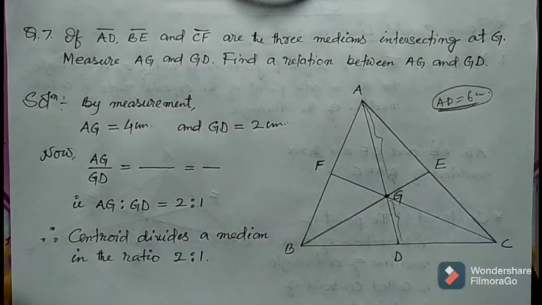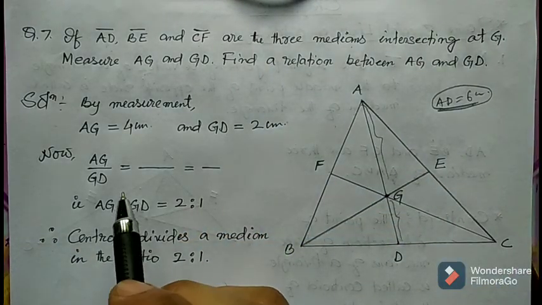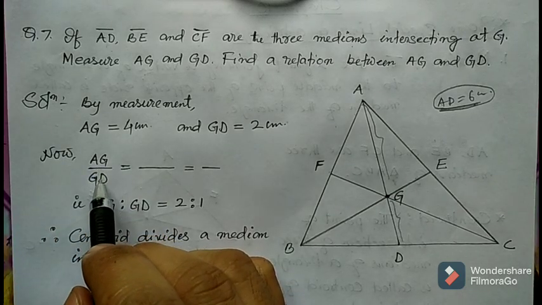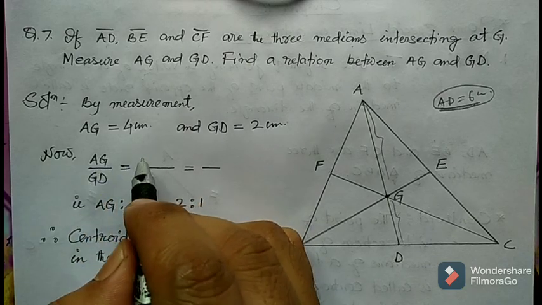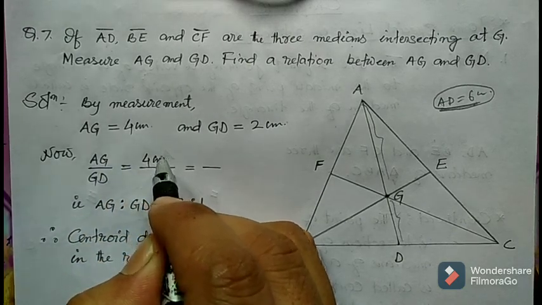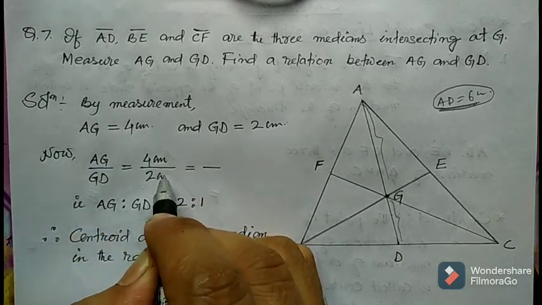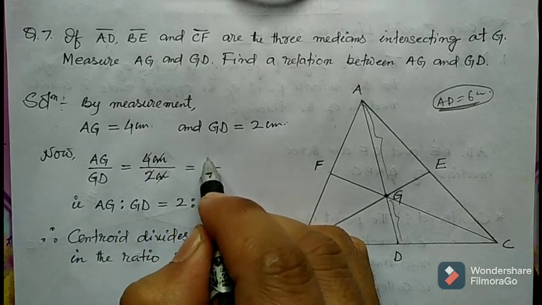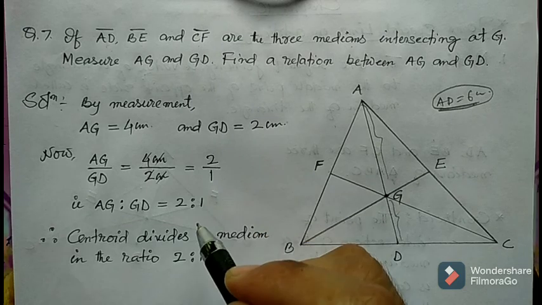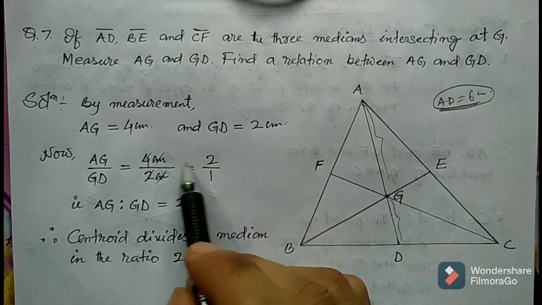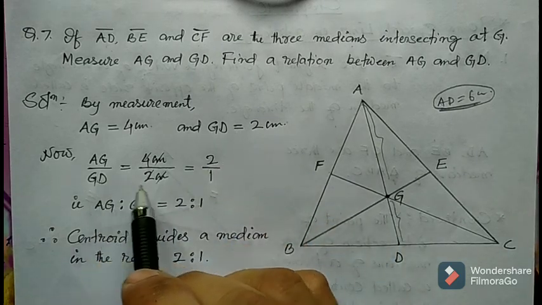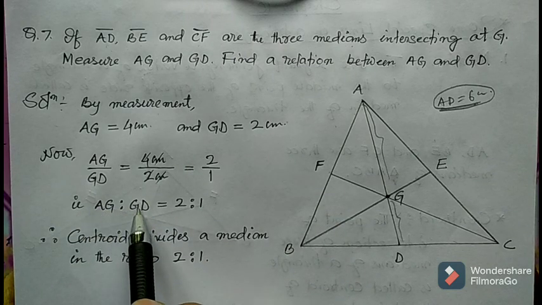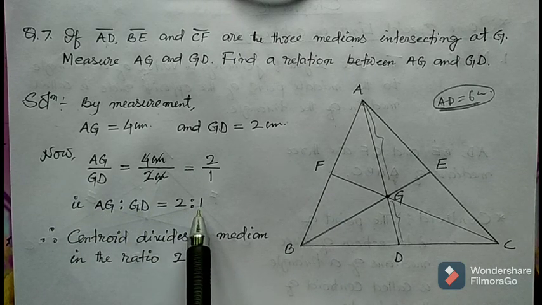Now let's find the relationship between these two sides. Let's find the ratio AZ divided by ZD. The length of AZ is 4 centimeter. The length of ZD is 2 centimeter. Centimeter cancels, 2 and 4 cancel, and we finally get 2 by 1. So here 2 is the value of AZ, then ZD is 1. So the ratio AZ to ZD is 2:1.